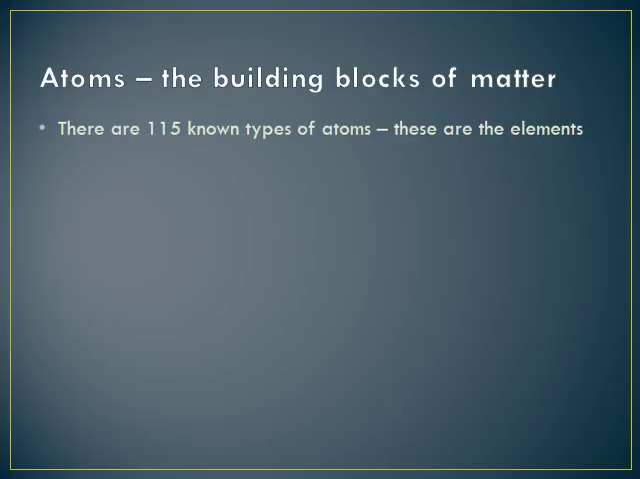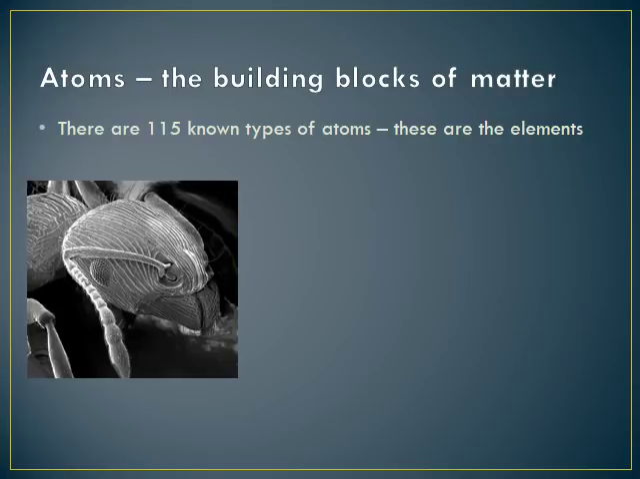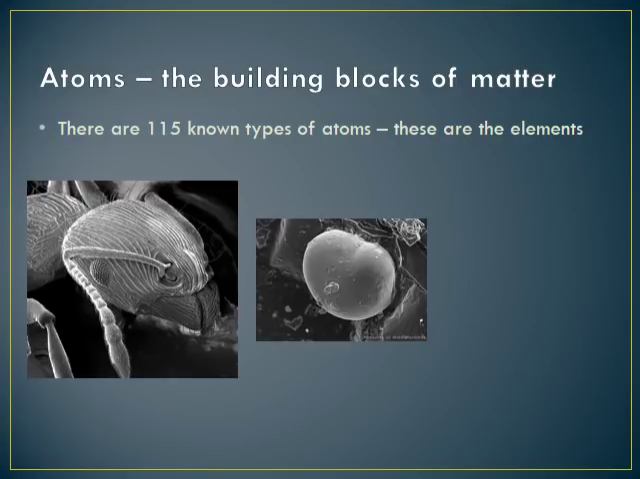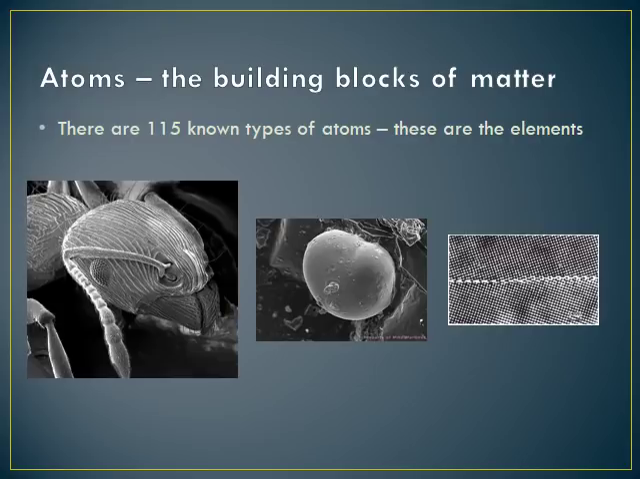So let's start with atoms. Atoms are the building block of matter. If you zoom in on anything that you're looking at, you're going to discover the closer you get, the more chunky it looks. So if I zoom in on that ant, I'll start to see little parts of that ant. But if I zoom in on those parts, eventually you get down to seeing these little Lego-looking pieces that are the atoms that are making up everything. There's 115 different types of atoms, and they are known as the elements.